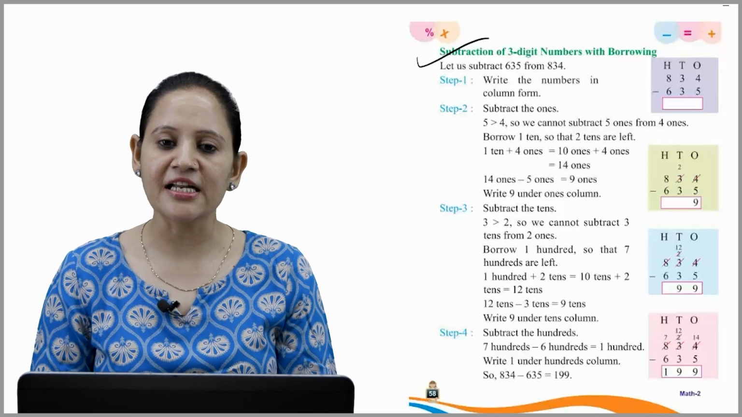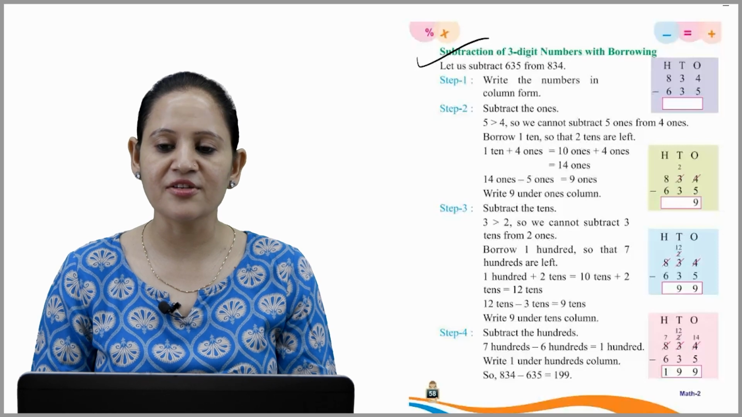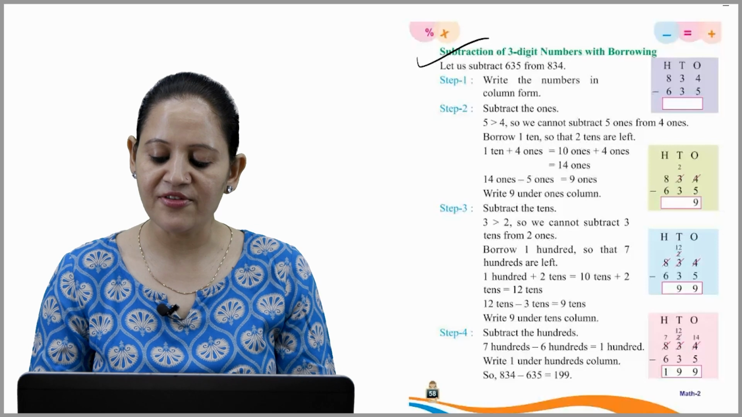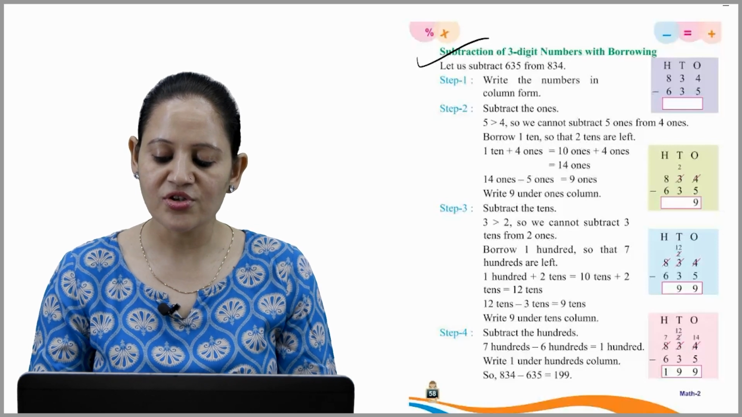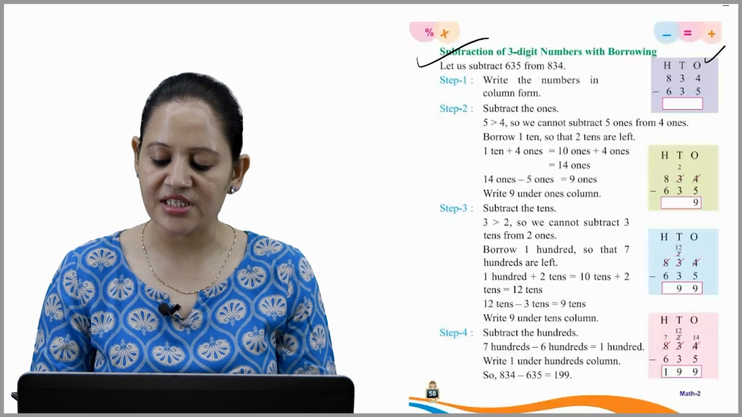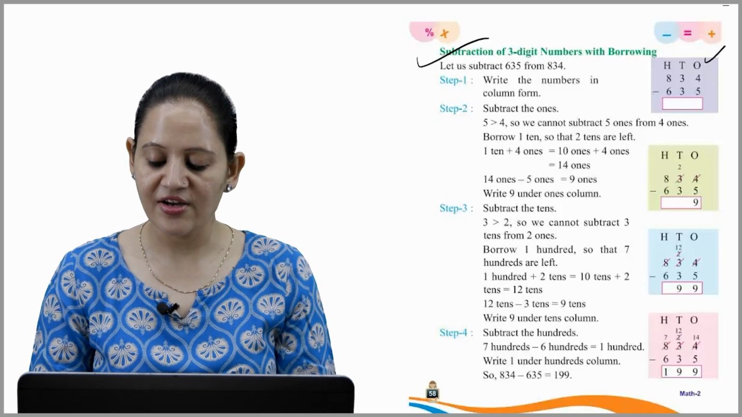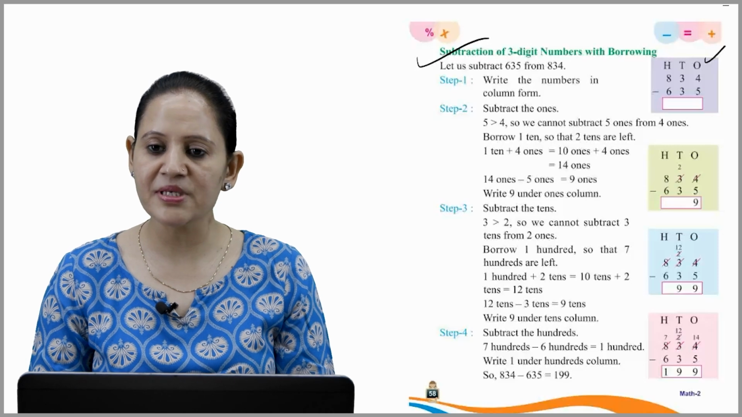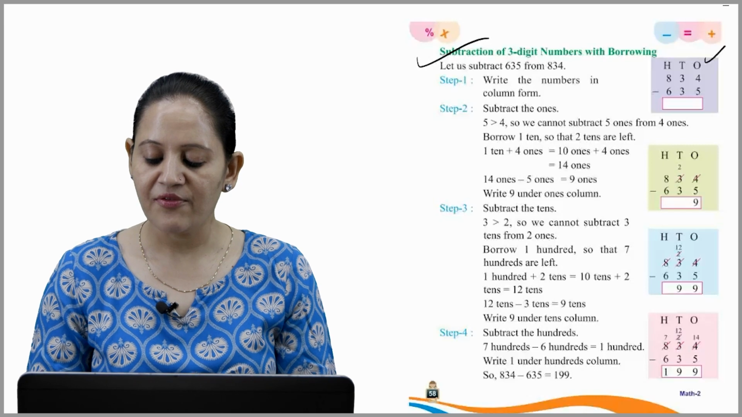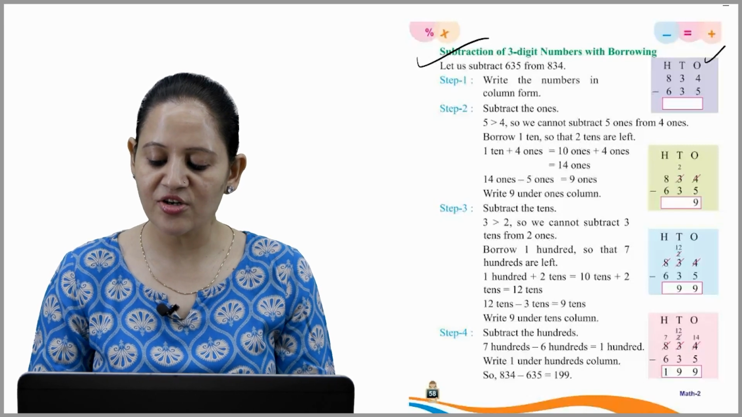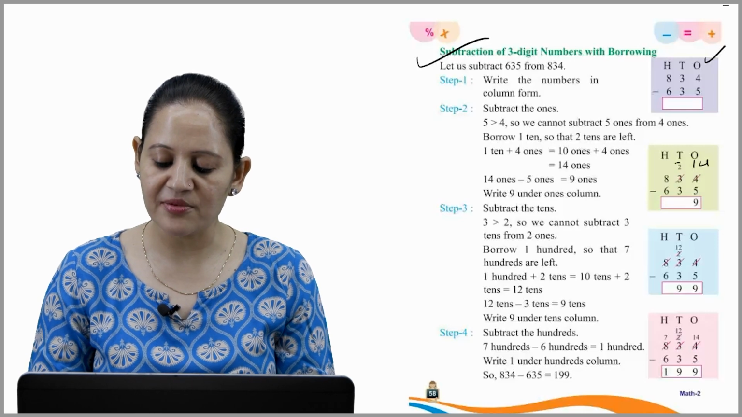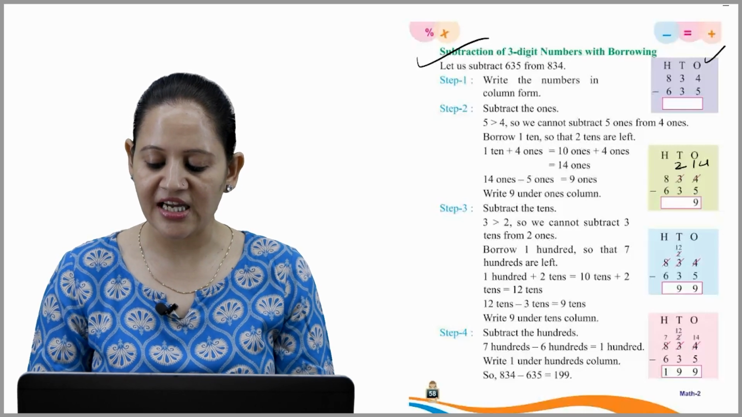Let us subtract 635 from 834. So, here we have to subtract 635 from 834. So, like this, we will write the numbers in column. Start subtracting from ones. So, we cannot subtract 5 ones from 4 ones. 4 में से 5 subtract नहीं कर सकते because 4 is less than 5. So, what we'll do? We'll borrow from the tens. So, 10 को borrow करेंगे क्या हो जाएगा 14. And 10 borrow कर दिया तो it become 2. 14 minus 5, that is 9.